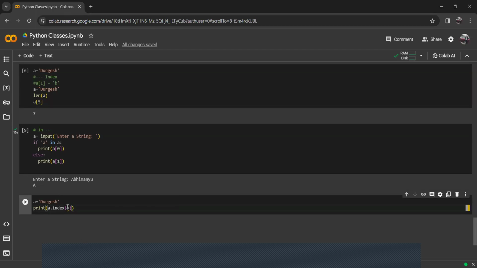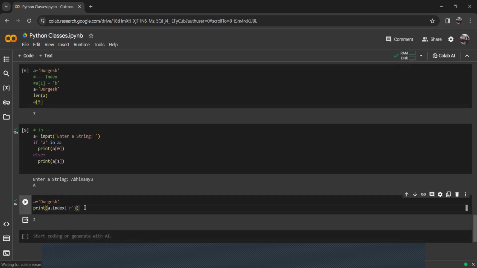No, which is correct because I have not defined R in inverted commas. R is a string, you have to define it in inverted commas. Now tell me, will I get the output? Yes or no? So now let's run this. I'm getting the output as 2. So starting from 0, R is at the second position. So this is the function used for finding the index of a letter.